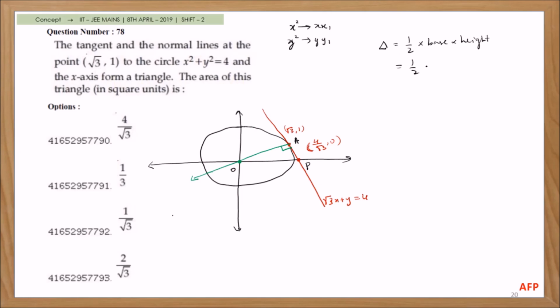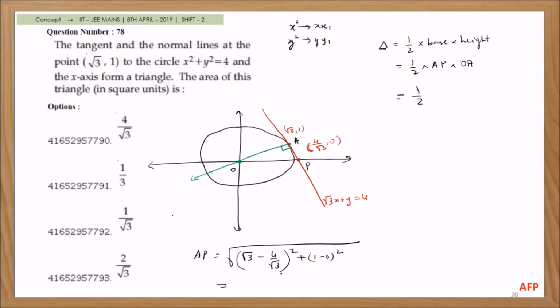So 1 divided by 2 into, what is the base? Base is AP. What is the height? Height is OA. So what is the AP distance? The AP distance is equal to the square root of (root 3 minus 4 divided by root 3) square plus (1 minus 0) square.